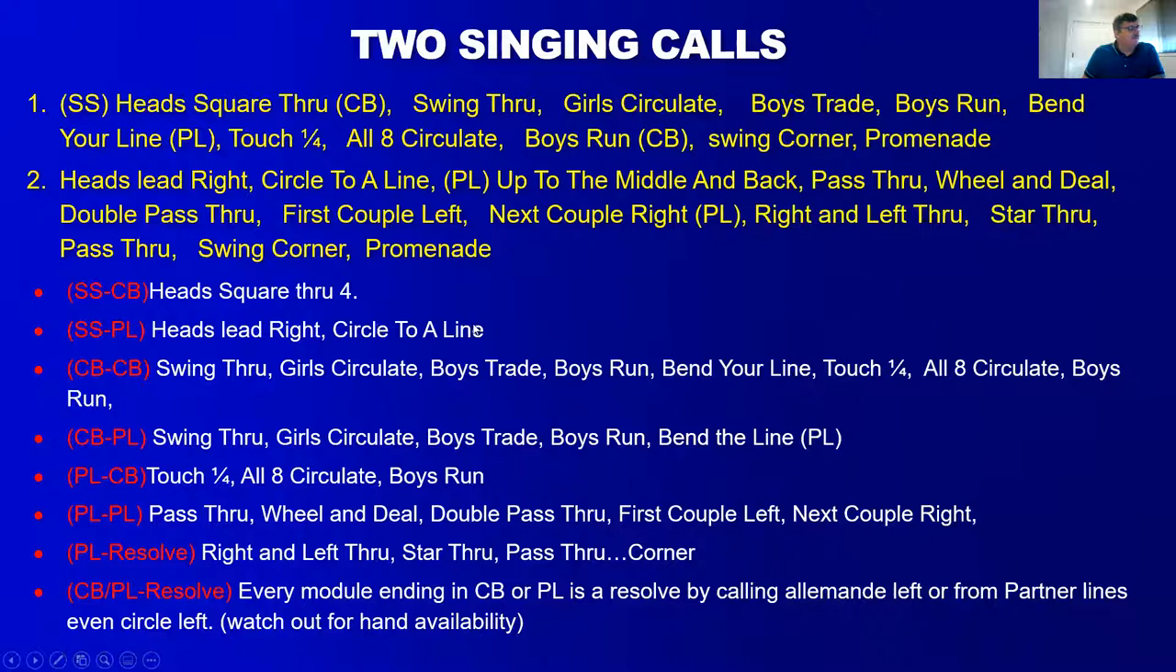We have a corner box to a corner box module. That's the full sequence. We've got a corner box to a partner line module. There's the magic module. We've got a partner line to a corner box module. We've got a partner line to a partner line module. We've got a partner line to a resolve, and we've got a corner box to a resolve. How many different sequences do you think you could put together in a pattern without repeating the same combination of flows?